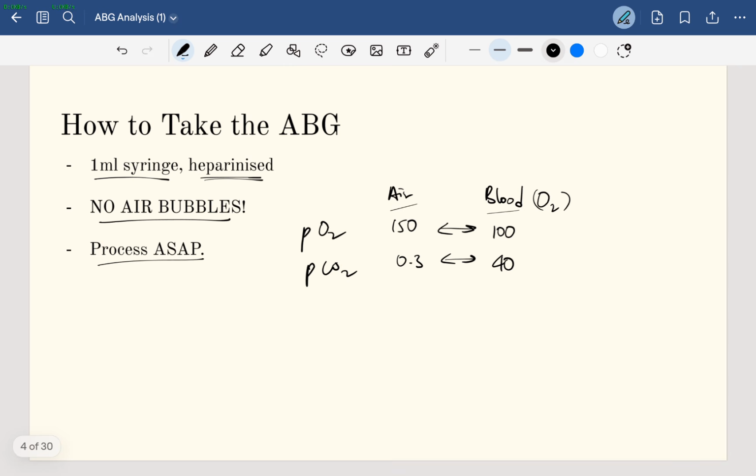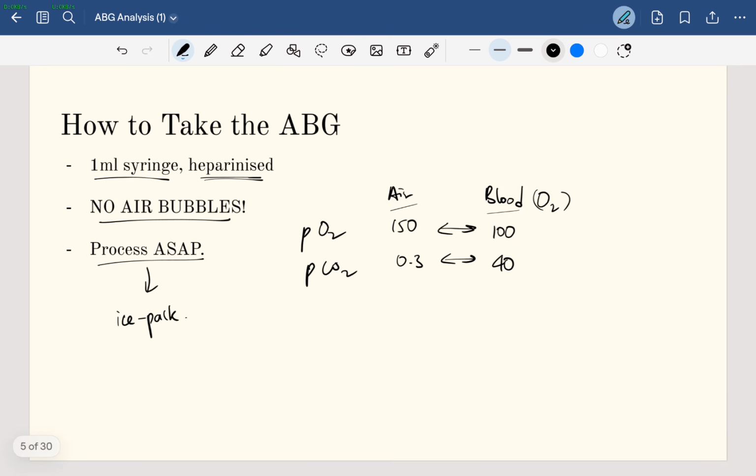And as a rule, ABG should be processed as soon as they're taken. This is because there are cells in the blood which will metabolize the glucose and will also lead to lower pH. But this is usually seen after 15 to 20 minutes of standing. Also, if you have to transport an ABG sample, ideally it should be transported with an ice pack.